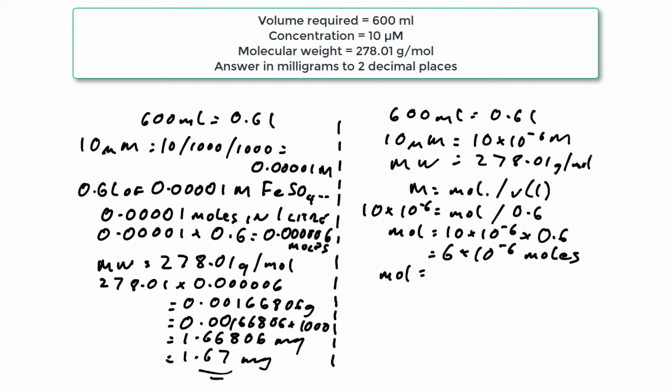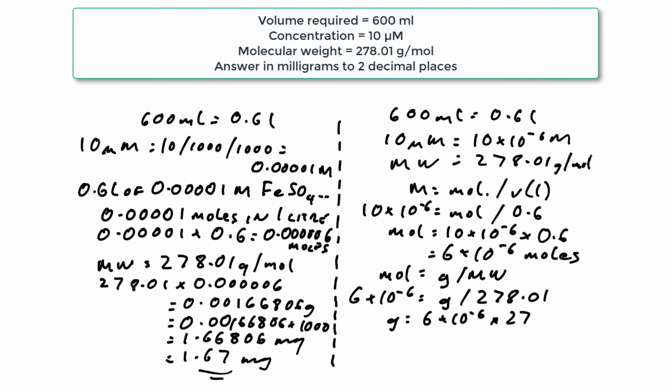Now, moles is equal to the number of grams divided by the molecular weight. We know that the moles is 6 times 10 to the minus 6, which is equal to grams divided by the molecular weight of 278.01. Rearranging for grams, this gives us an answer of 6 times 10 to the minus 6 times 278.01, which is equal to 0.00166806 grams. Again, we multiply that by 1,000 to give us the number of milligrams. Rounding it to 2 decimal places gives us a value of 1.67 milligrams.